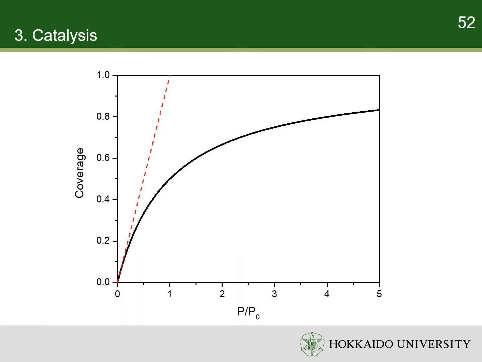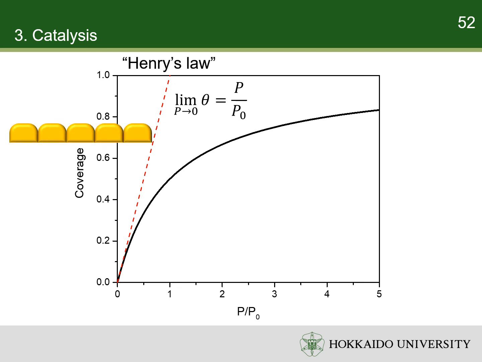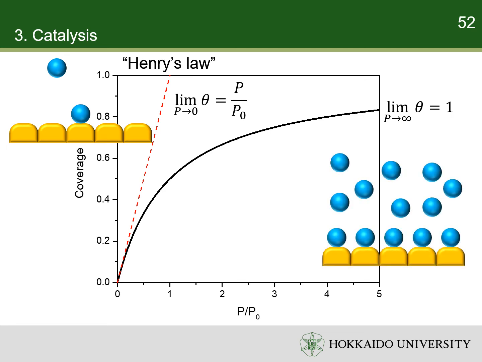The plot of the Langmuir adsorption isotherm is shown in the figure. The coverage increases with pressure. Consider two extremes. When pressure is low, the coverage is proportional to pressure. It is an analog to Henry's law. Here, the adsorption site can be regarded as a solution, while the adsorbate is the solute. When pressure is low, the solution is dilute. On the other hand, when pressure is high, the coverage approaches unity. The adsorption sites are saturated by the adsorbates.